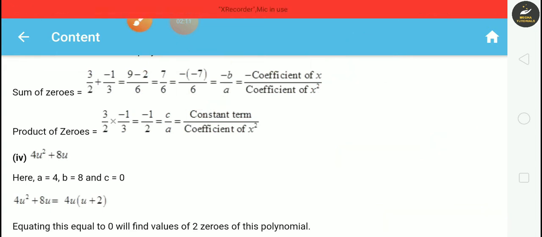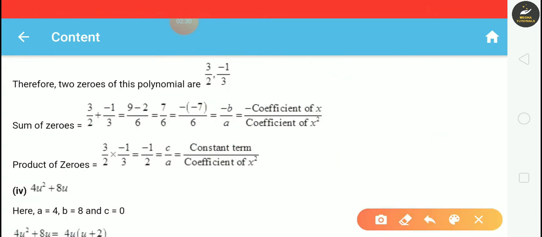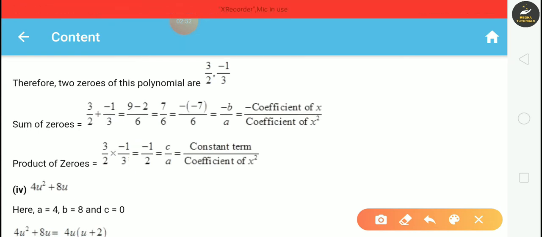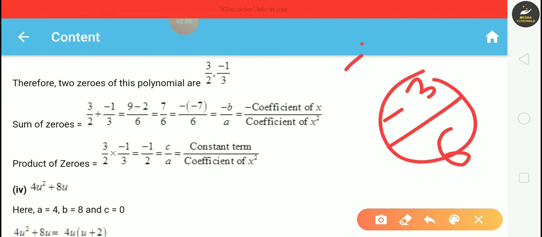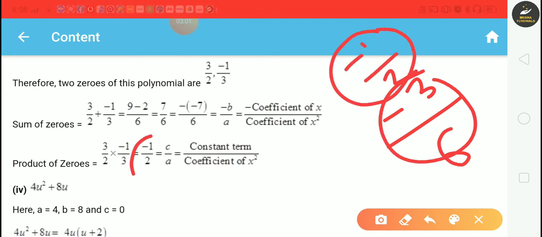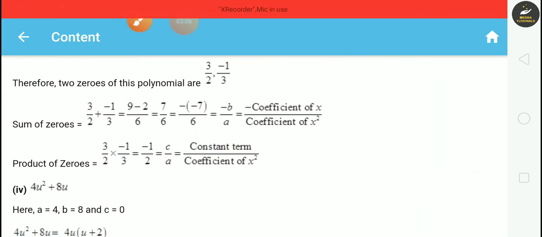Now check product of zeros. Product of zeros means alpha and beta, that is 3 upon 2 into minus 1 upon 3. So we will get 3 cut, minus 1 upon 2. So value of C is minus 3 and A is 6. So minus 3 upon 6 is nothing but minus 1 upon 2. So values are matching, therefore we can say that relationship is verified.